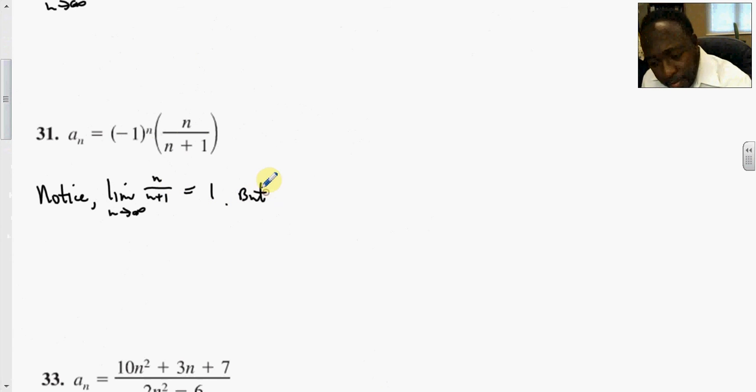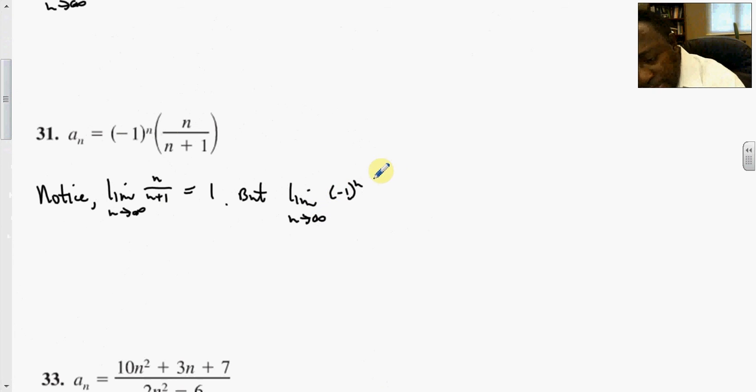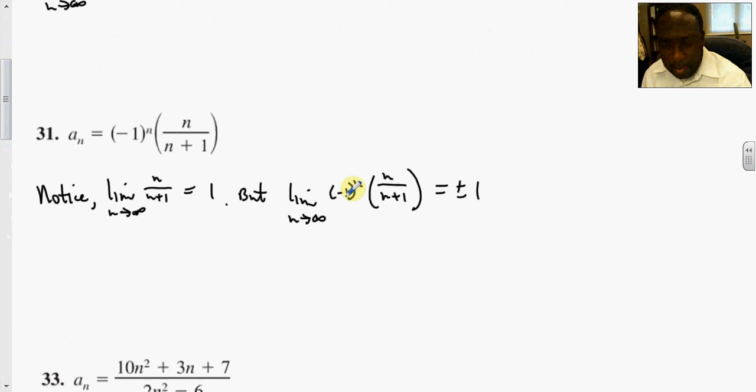But the limit here as n goes to infinity of this negative 1 to the n times n divided by n plus 1 is plus or minus 1, right? Because of this negative 1 there. This sequence here is bounded. Yeah, we have an upper bound, which is positive 1. You have a lower bound, which is negative 1. But here, it's not monotonic.